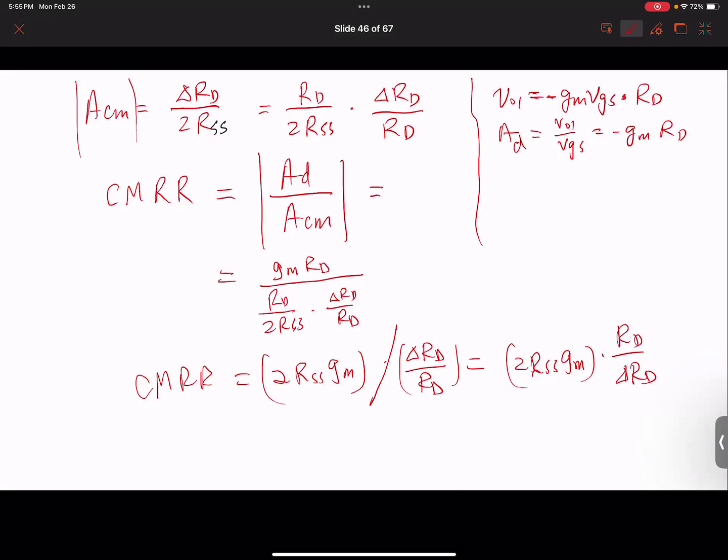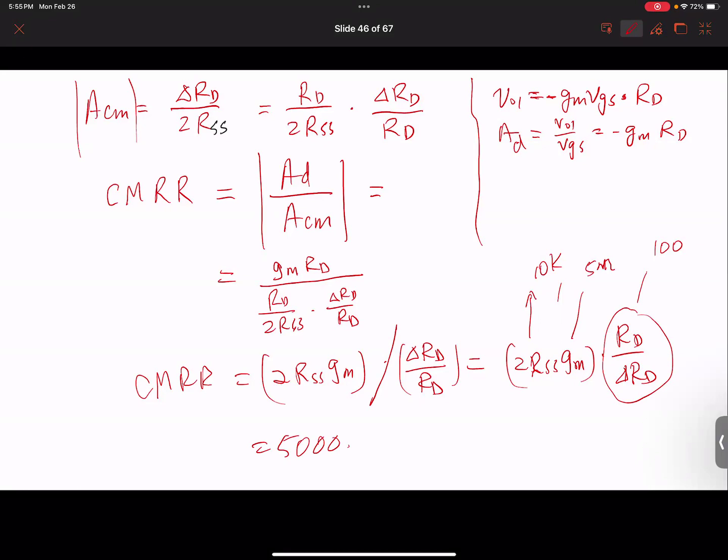The typical number can be more than 100 to 1,000. This GM is like 5 milli, and this RSS, let's put it 10K, so we can get some numbers. So if this is 10K, this GM is 5 milli, and this RD is 100, how much do we get? 5 times 10 gets 50. So 50, K and milli cancel. 50 times 100. The typical number is 5,000.